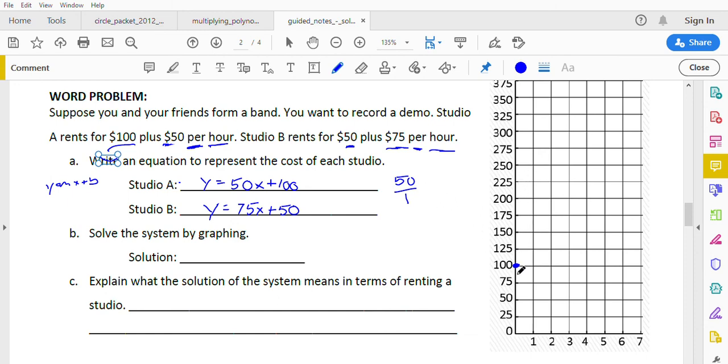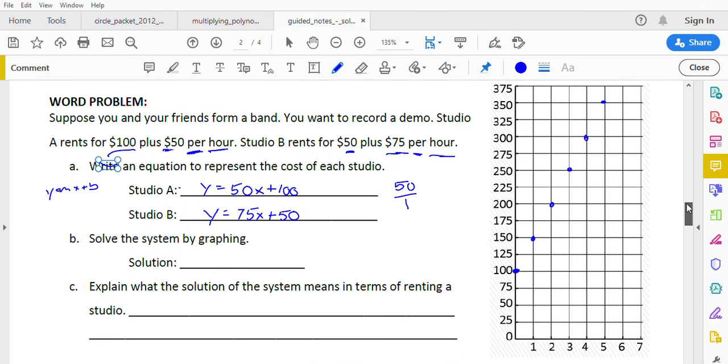So we're going up 50. So that's up 50 and over 1, right? 25, 50, 75, 100. So up another 50, 2 hours. Up 50. So this appears to be a slope of 2, but remember, it is not. This is a slope of 50.